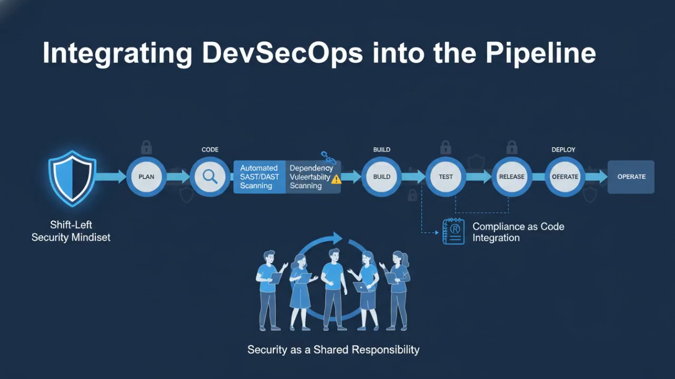Compliance as code ensures that security and regulatory policies are enforced automatically. By treating security as a shared responsibility, organizations drastically reduce their attack surface and respond proactively to threats, ultimately building more secure applications from the ground up.